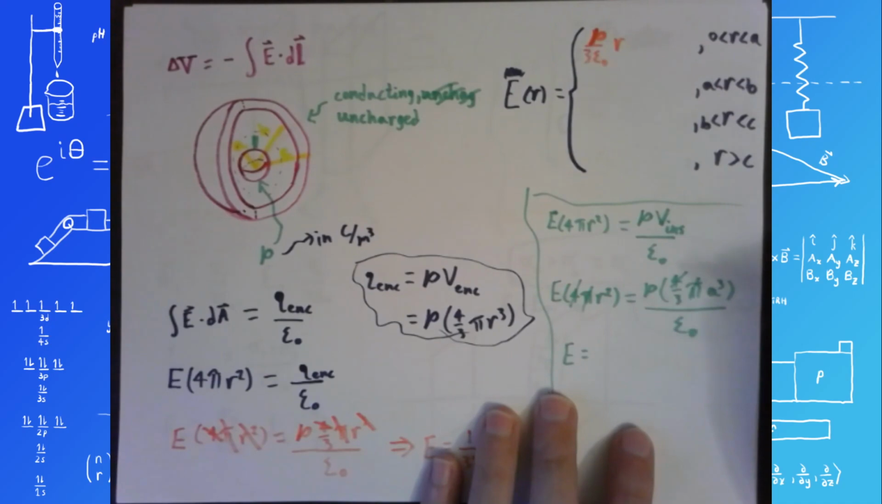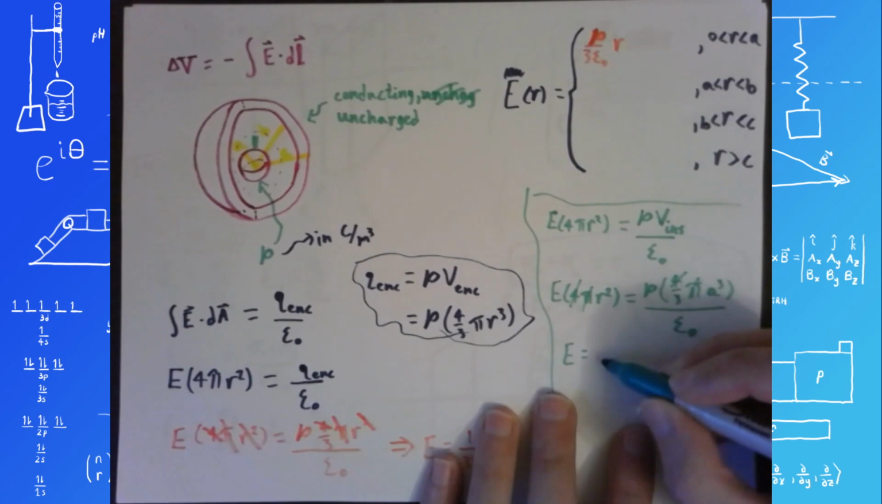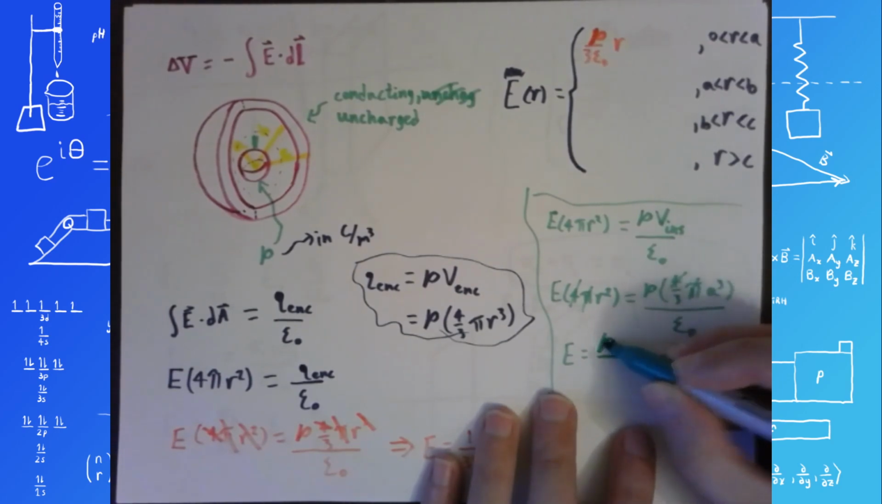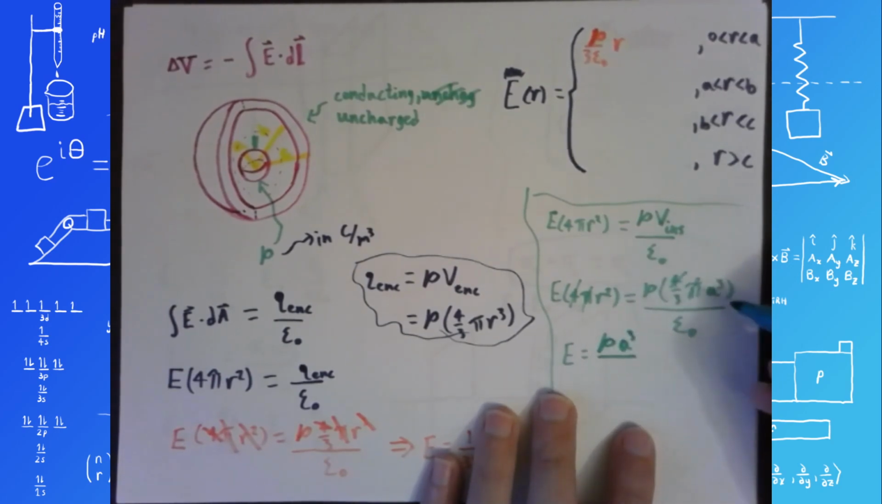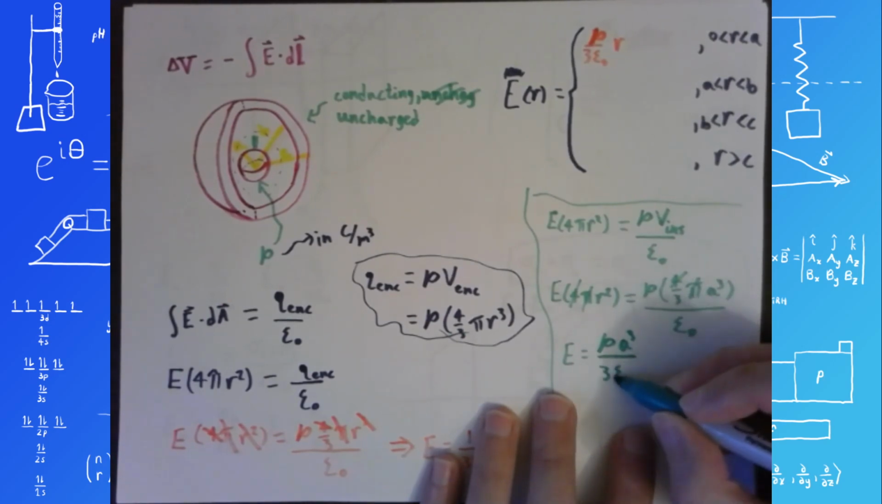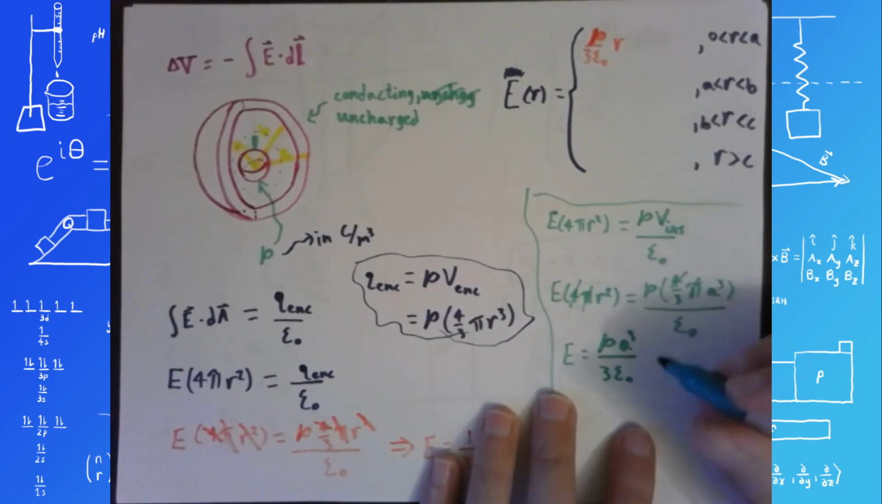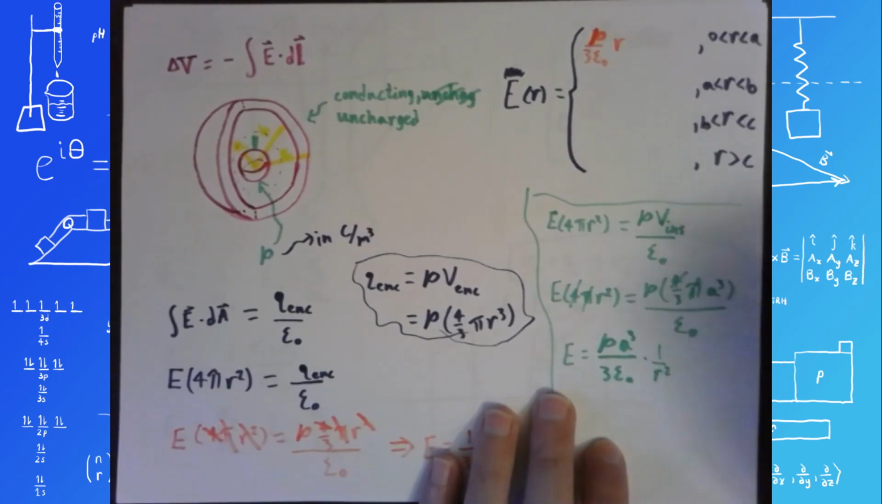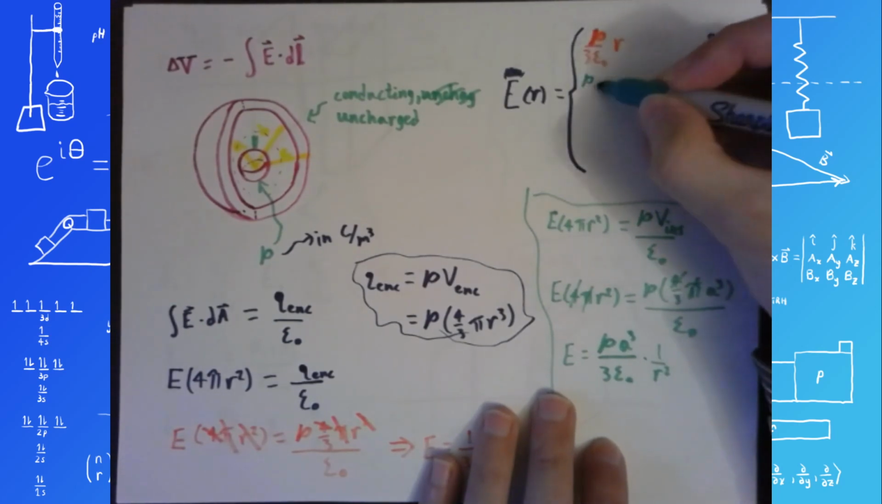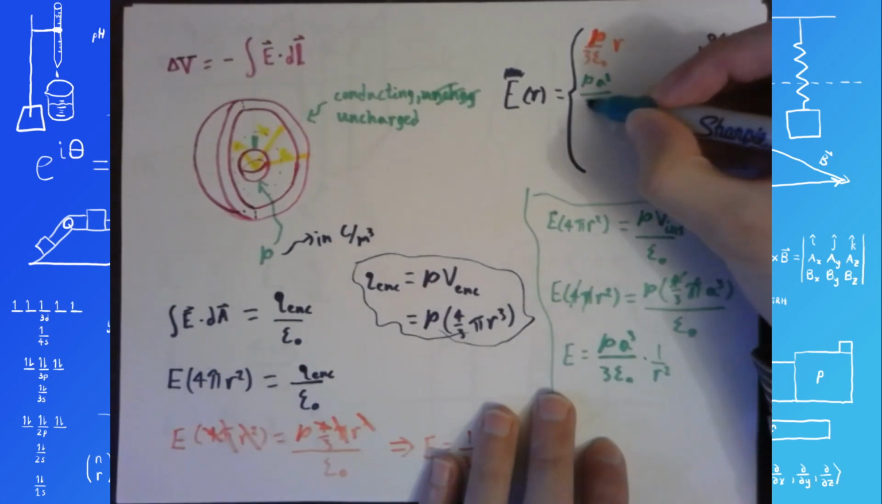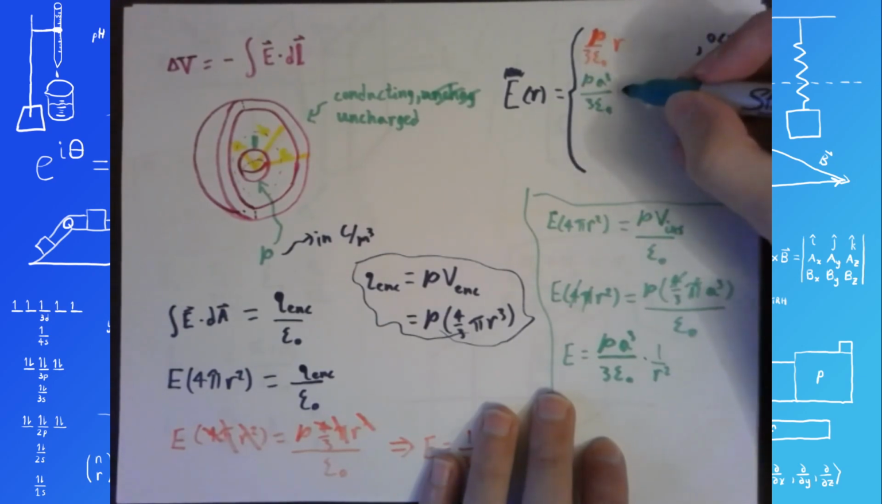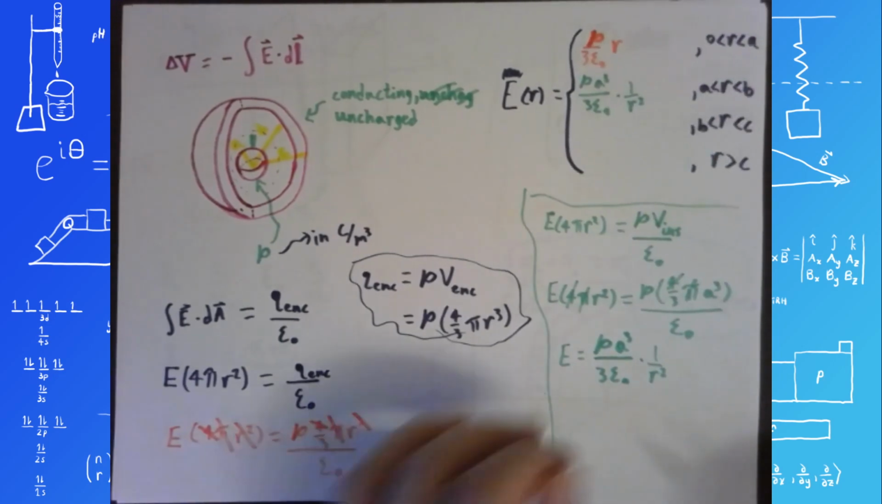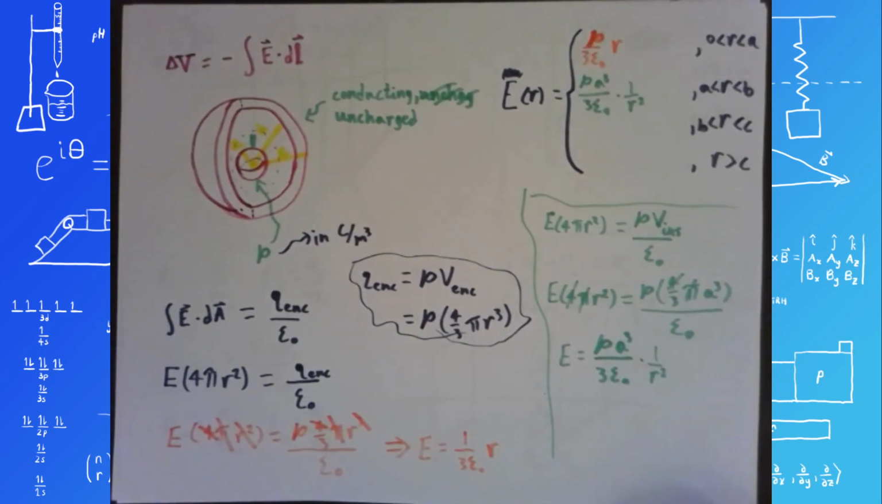Anyway, dividing by r squared, I would have rho and a cubed, and then the 3 and the epsilon naught at the bottom, so rho times a cubed, and then 3 epsilon naught, and then I'm going to have 1 over r squared times 1 over r squared. Okay, so rho a cubed over 3 epsilon naught, all that stuff is constant, and then times 1 over r squared. That's for our second region of interest.